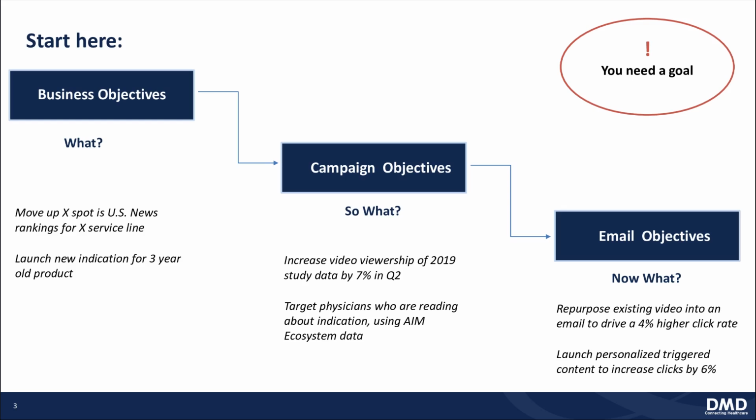So I might use that over the course of this campaign, and I would set up then a personalized triggered campaign. And at an email level, I'm going to use that personalization based on what they've been reading to increase the clicks by 6%. So these are the kind of objectives or strategies that we need to think about as we build our email campaign strategy overall.